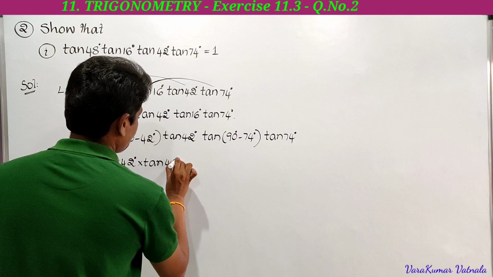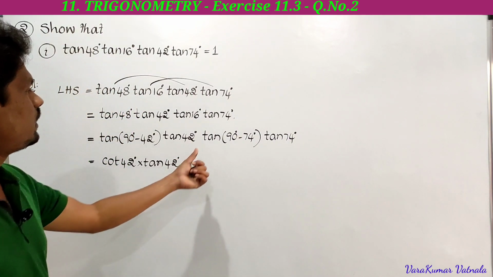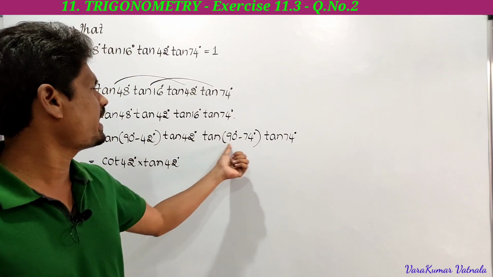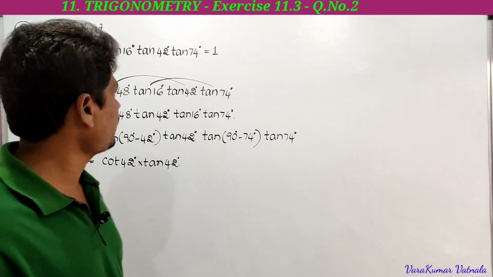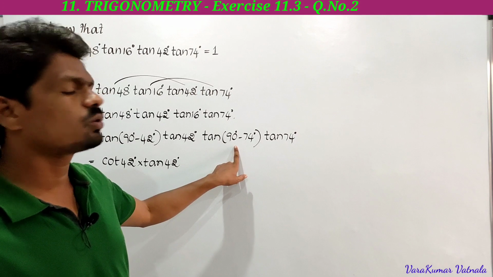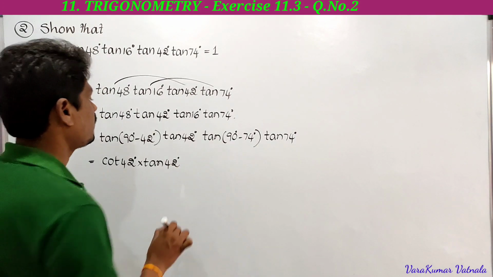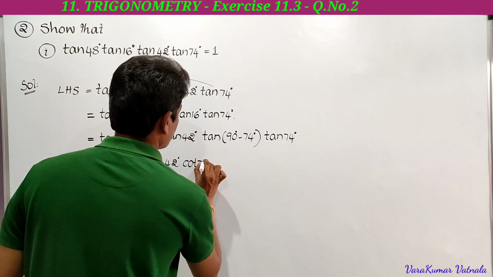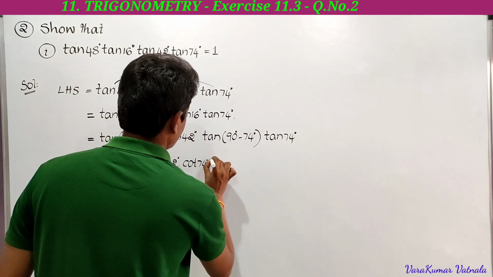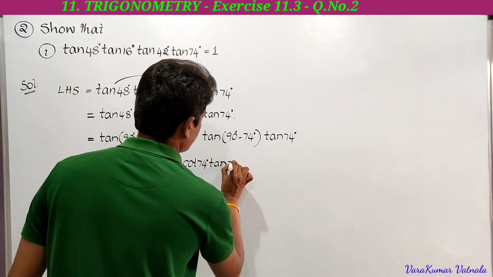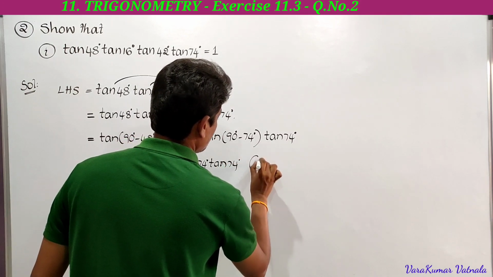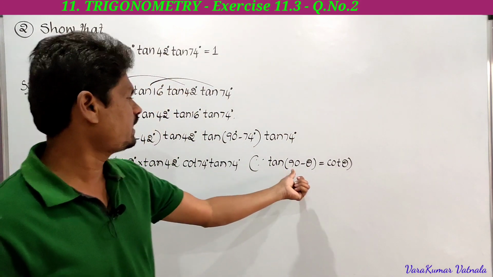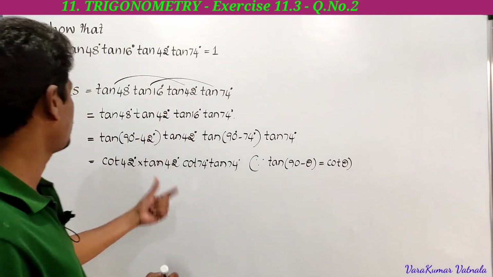Tan 42. So next, tan 90 minus 74. Again it is in the form tan 90 minus theta. So tan 90 minus theta equal to cot theta again. So here theta is 74, we can get cot 74. So write this tan 74 as usual. So here we have applied, using this formula, tan 90 minus theta equal to cot theta, we have written.